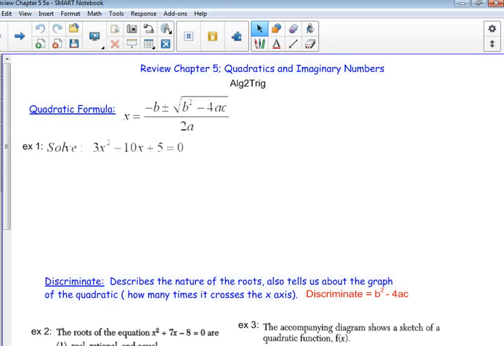Chapter 5 review is a big one, and today we're just going to cover quadratics in chapter 5A for the review. On Thursday, we'll do the imaginary part.